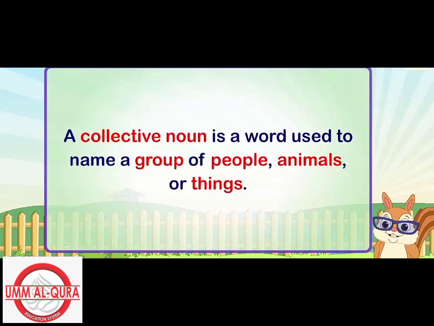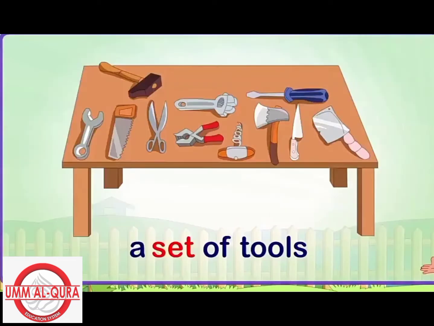A collective noun is a word used to name a group of people, animals or things. Now I will show you some examples of collective nouns. A set of tools. Set is a collective noun which refers to the group of tools.